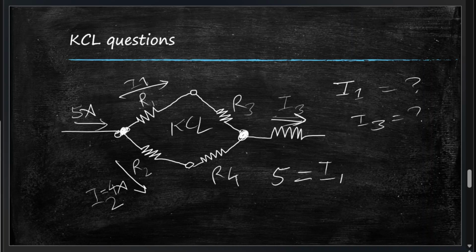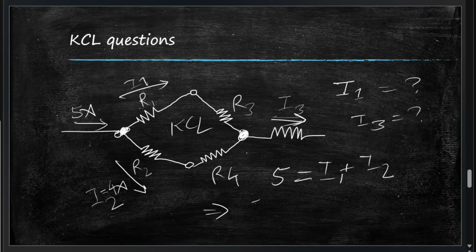Applying KCL, current entering, so 5, is equal to current leaving. So I1 plus I2. And now in the same sides, we always add them up. So if multiple currents are leaving, we add them up on the right side. And if multiple currents were entering, we would add them up on the left side. We'll get to that later. So 5 equals I1 plus I2.